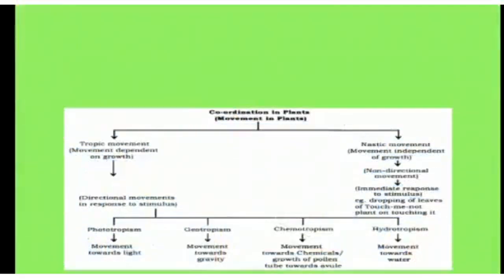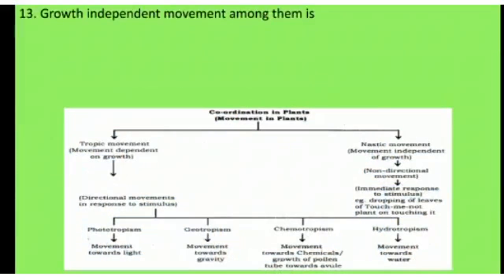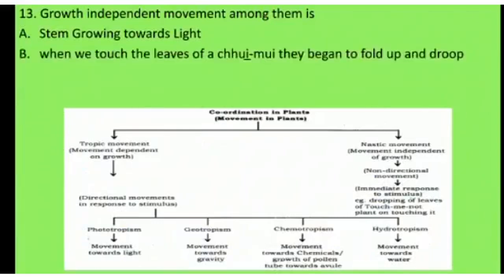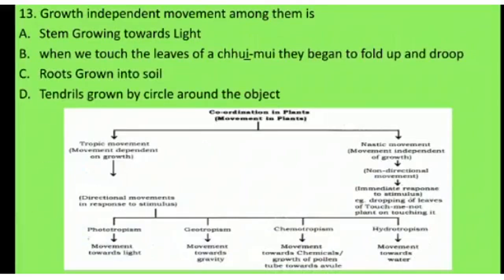So here's our next question. Which growth independent movement among them is: option A, the stem growing towards the light; option B, when we touch the leaves of a touch-me-not plant, they begin to fold up and droop; option C, roots grown into the soil; or option D, the tendrils growing by circling around the object? So first we have to understand the movement in plants.